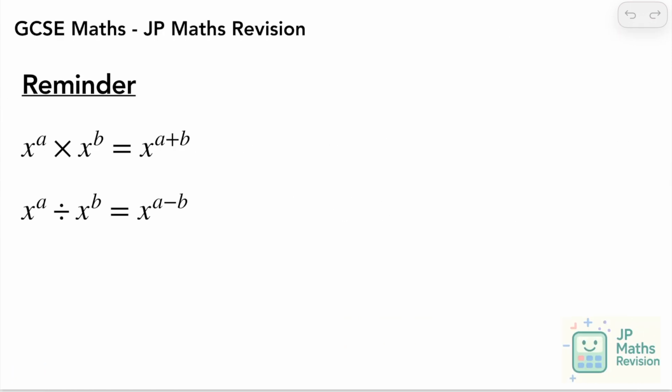So a quick reminder: if we have x to the power of a times x to the power of b, what we do is we add the powers, so that's x to the power of a plus b. And if we're dividing x to the power of a by x to the power of b, we subtract the powers, so it's x to the power of a take away b.